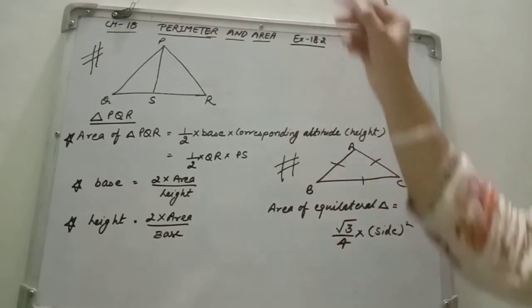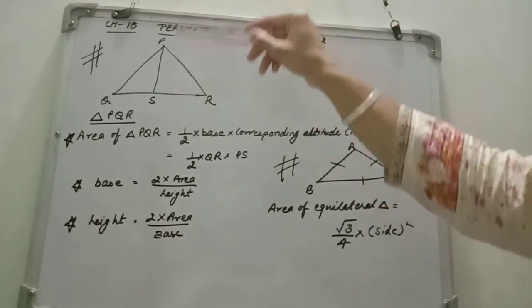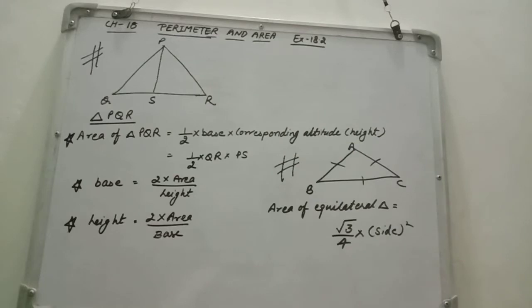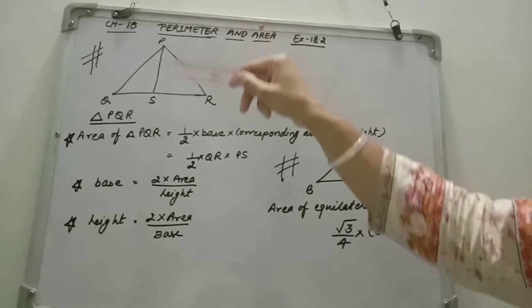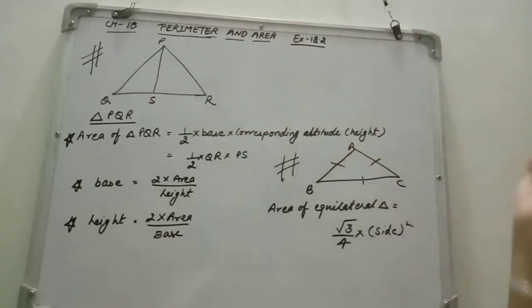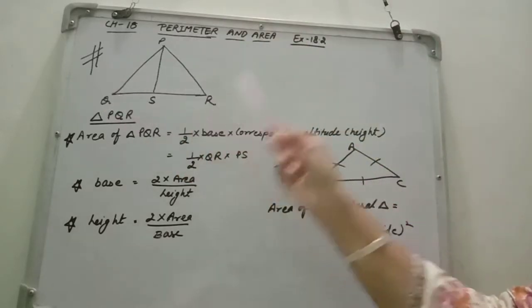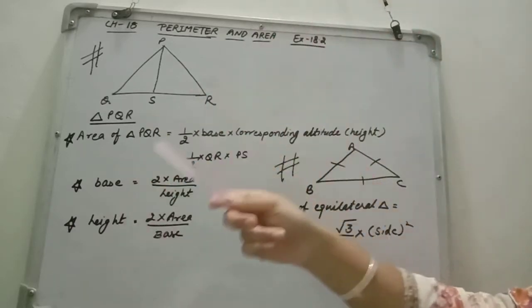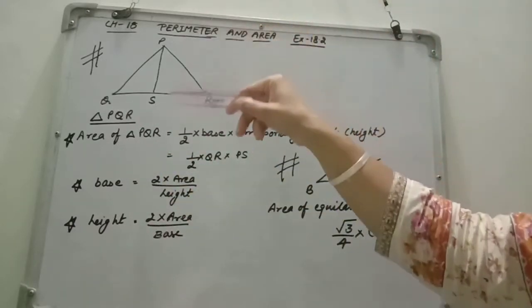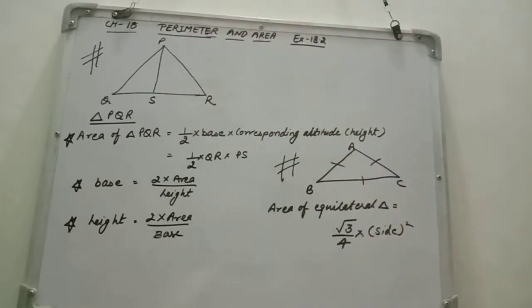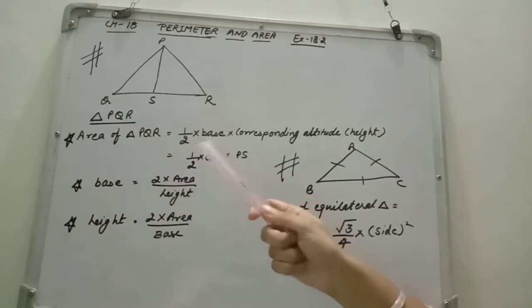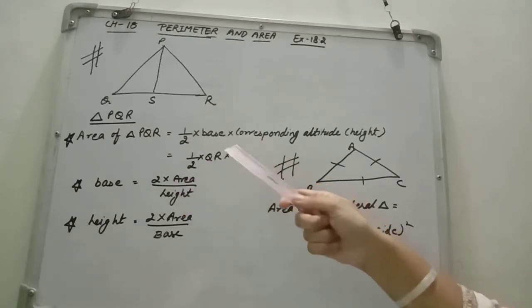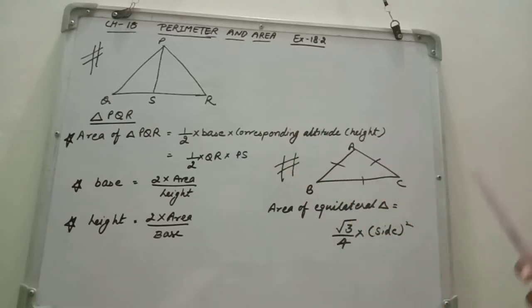Here we take a perpendicular PS on QR. One perpendicular, a line PS, cuts QR. Here QR is the base. QR is called base and PS is called height. So the first formula is: area of triangle PQR is 1/2 into base into corresponding altitude. In other language we can say height.